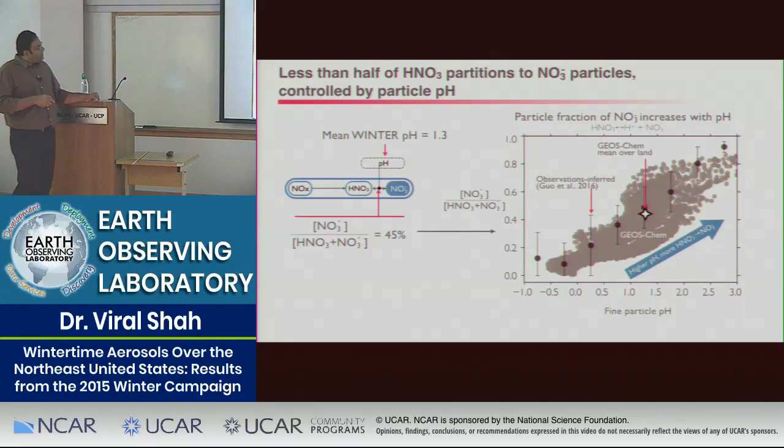So here I'm showing the fraction of nitrate that is in the particle phase versus the pH. And what we see is that as pH increases, the fraction of nitrate in the particle phase increases. So from a pH of 0, where only about 10% of the total nitrate would be as particles, at about pH of 3, almost 80% would be present as particles. The gray dots show the results from the GEOS-Chem model, and the black show the observations, and they match quite well. So we see this dependence of nitrate on the particle pH.